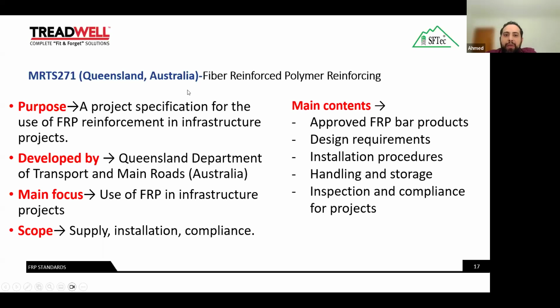Now, MRTS 271 is another document. It's a specification used by the Queensland Department of Transport and Main Roads. Unlike the previous standards, this specification focuses on project implementation. It defines requirements for approval of FRP products, installation procedures, handling procedures, storage procedures, and finally inspection requirements.